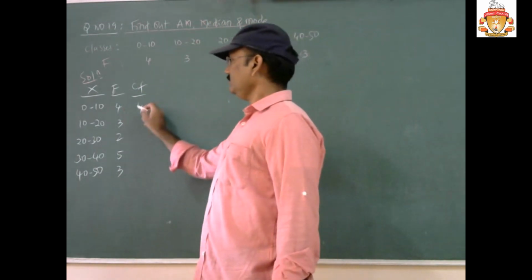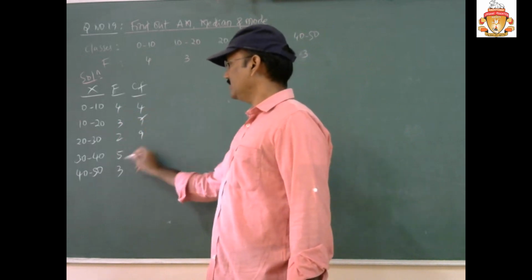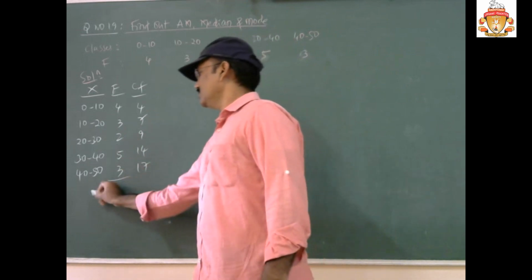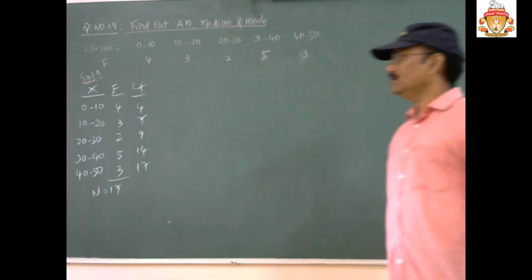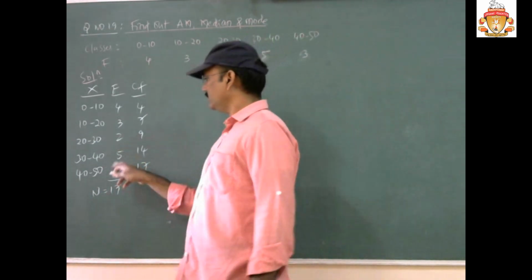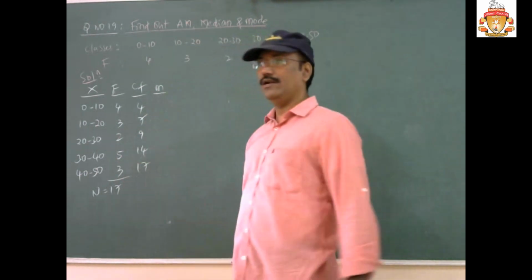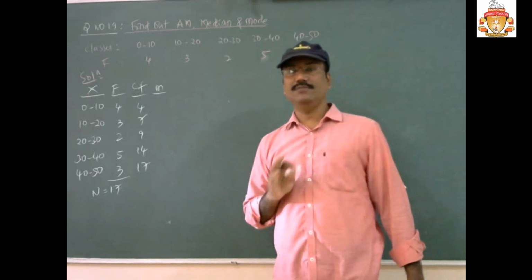4 plus 3, 7, plus 2, 9, plus 5, 14, plus 3, 17. So n is equal to how much now? 17. Then you find the m now. Why do we need the m? M is required for mean purpose, the direct mean method.